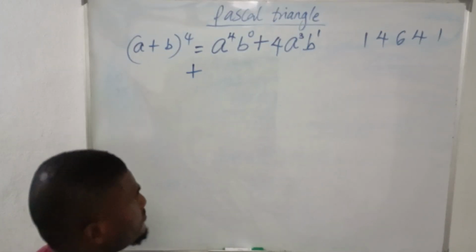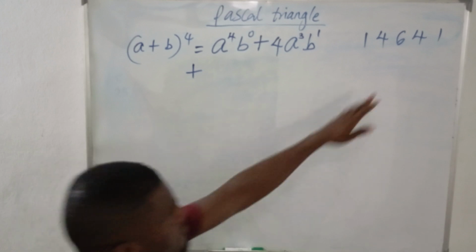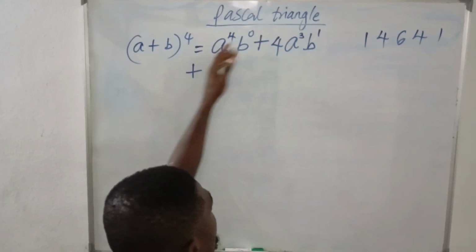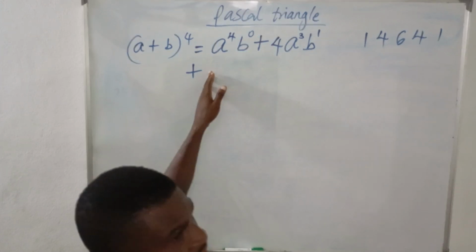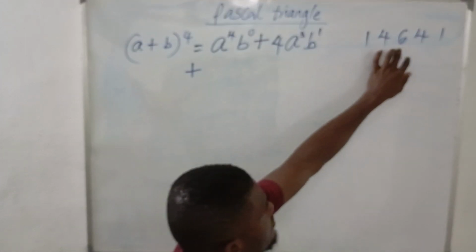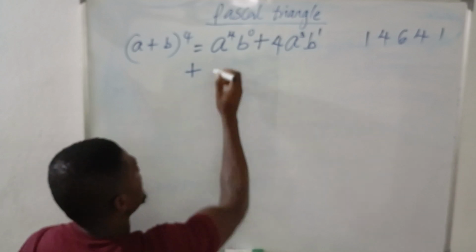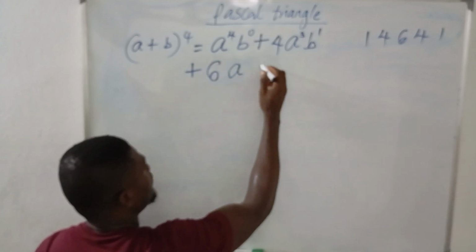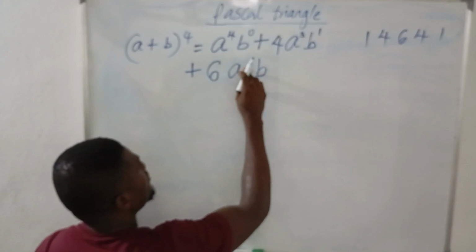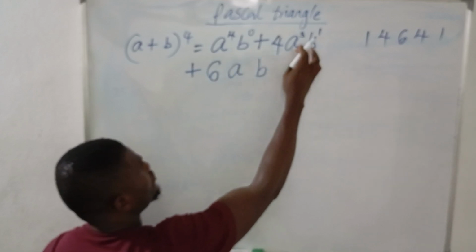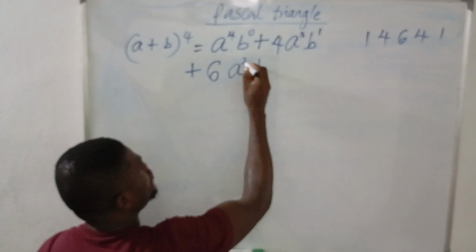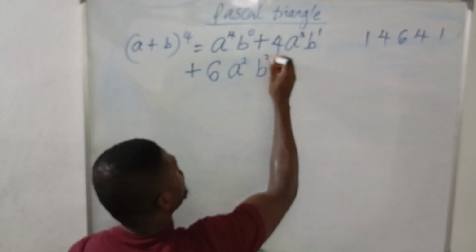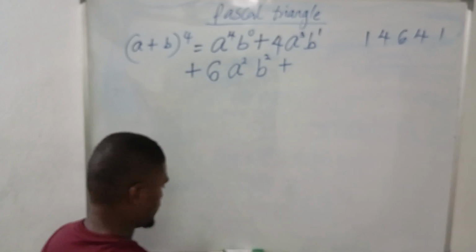Plus coefficient, which is the third coefficient now. Remember, this is the first coefficient 1, second coefficient 4. Now at the third point, third coefficient, which is 6. So put down 6. First variable a, second variable b. Now the power of a is going to change from 3 to 2. It has decreased. This one is going to increase from 1 to 2. Good.